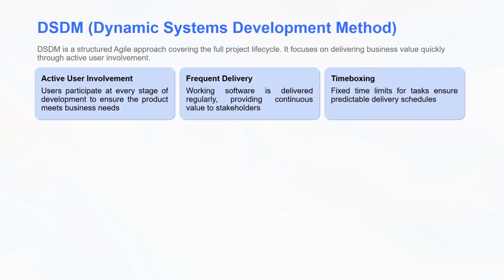One important feature of DSDM is active user involvement. This means users are involved throughout the development process to ensure that the final product meets their needs. Another key concept is frequent delivery, where working software is delivered regularly so that feedback can be collected early. DSDM also uses time boxing, which means tasks are completed within fixed time limits. This helps keep the project on schedule.